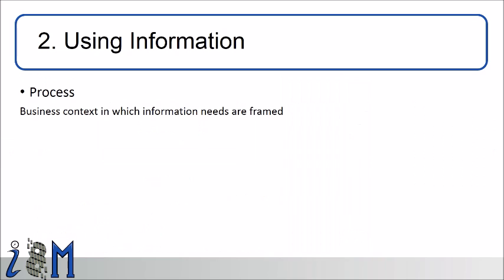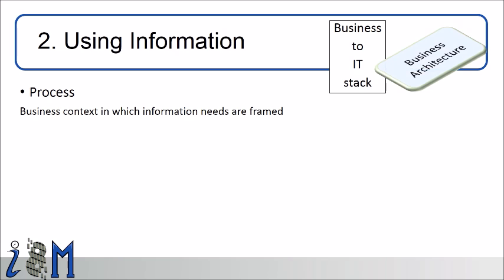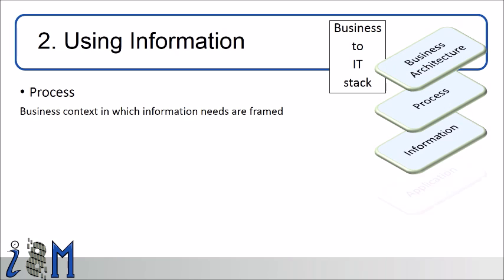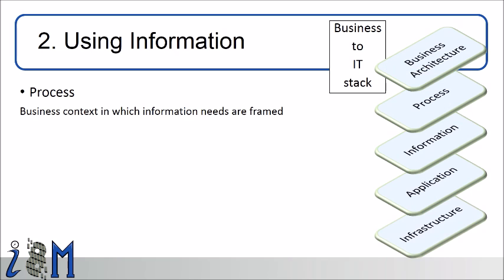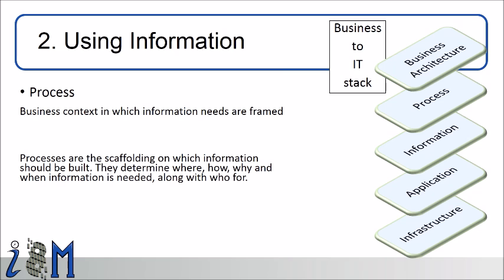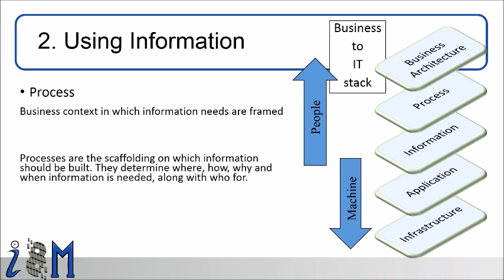The next stage of our journey is to understand processes. Now, I always think of processes as the business context in which information needs are framed. If we think about a business to IT stack, it carries from business architecture, the people who decide what's required, and it continues through processes all the way down to the tin that the data is carried on. The key to this is the fact that we start at the top with the people and understand what their requirements are. We would express that as processes, and then from that we can build our information requirements.